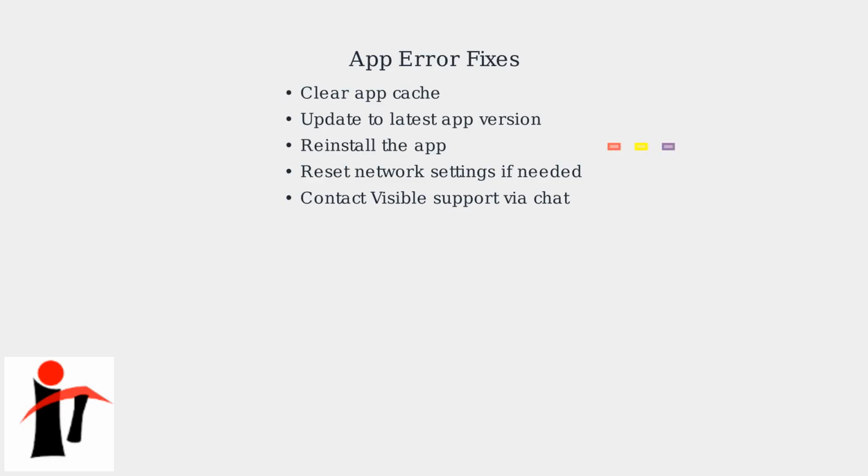For app-related errors during activation, start by clearing the app cache through your device settings. Ensure you're using the latest version of the Visible app by checking for updates. If issues persist, try uninstalling and reinstalling the app completely. Reset your network settings on your device if the problem continues. As a final step, contact Visible support through their chat feature for personalized assistance. These common fixes should resolve most activation problems with Visible Wireless.